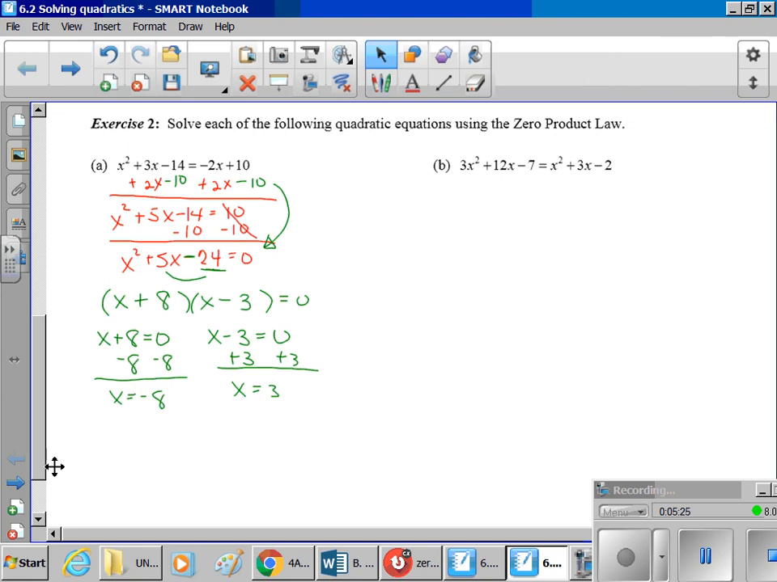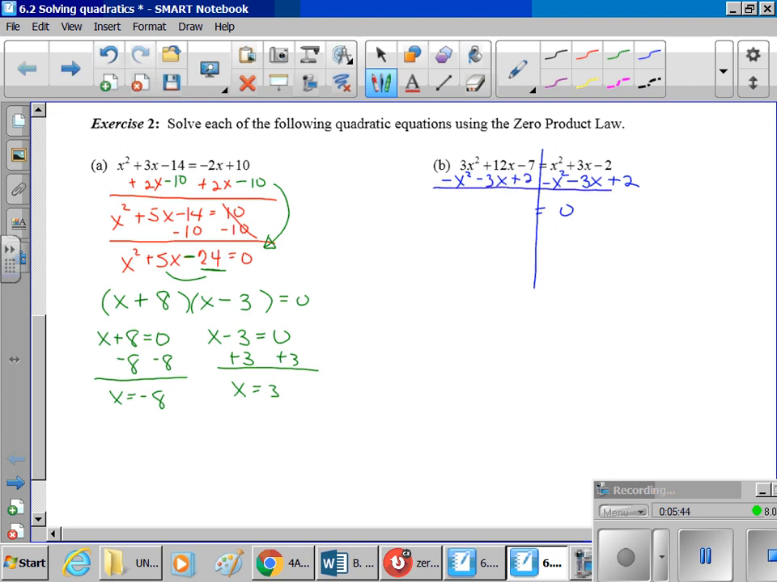So exactly what I just said with A, if you're comfortable, this is a three-stepper. So you can say minus x squared minus 3x plus 2, which makes everything on this side go to 0. And do the same thing here, minus x squared minus 3x plus 2. So what I end up getting here is 2x squared plus 9x minus 5 is equal to 0. And now we factor this.